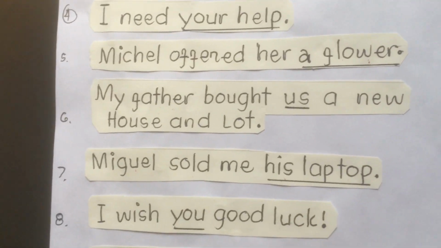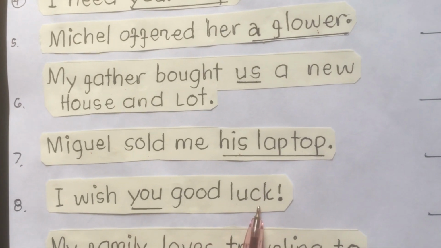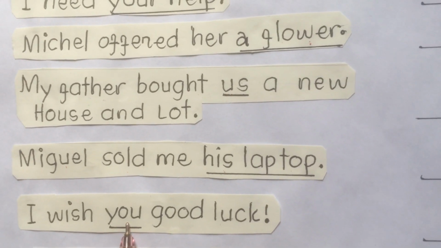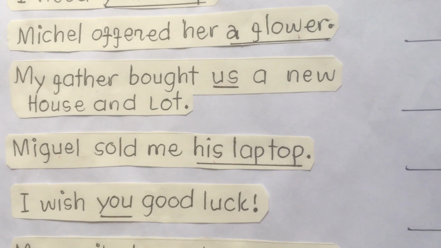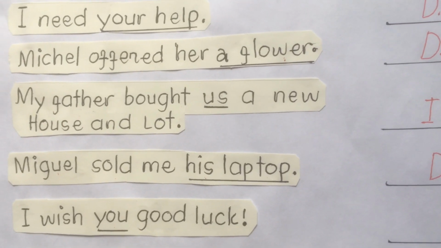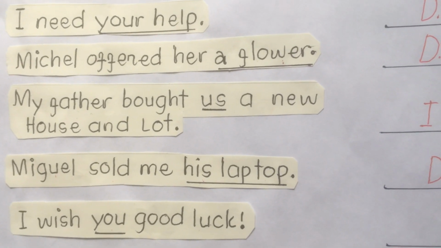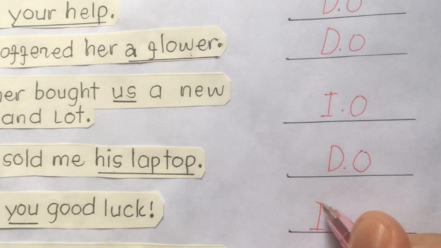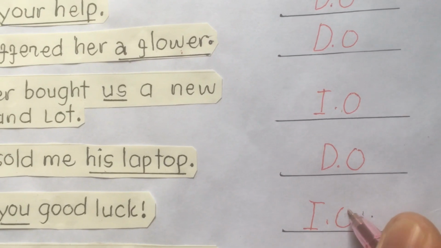8. I wish you good luck. The underlined word is you. Okay, so what is the answer? Indirect object or direct object? Our answer for number 8 is that the you is being identified as indirect object.